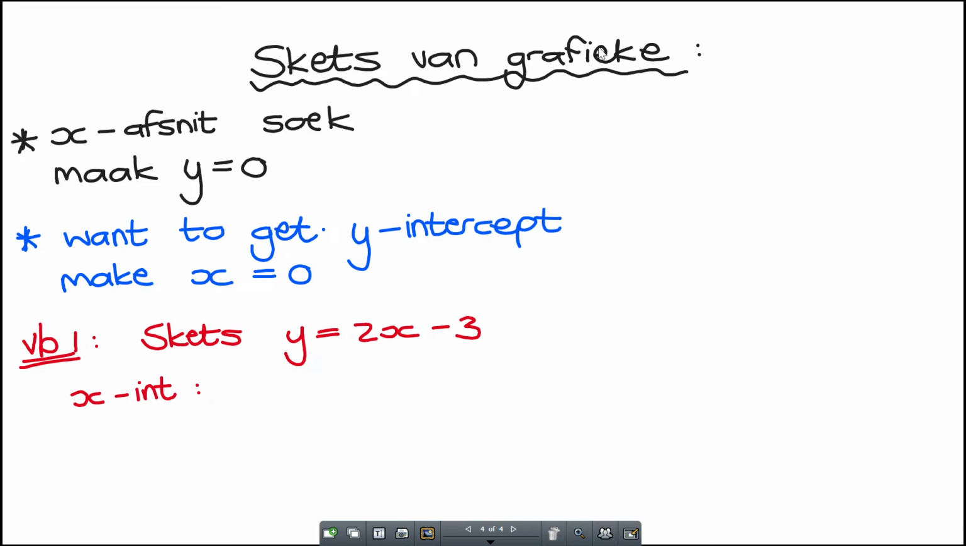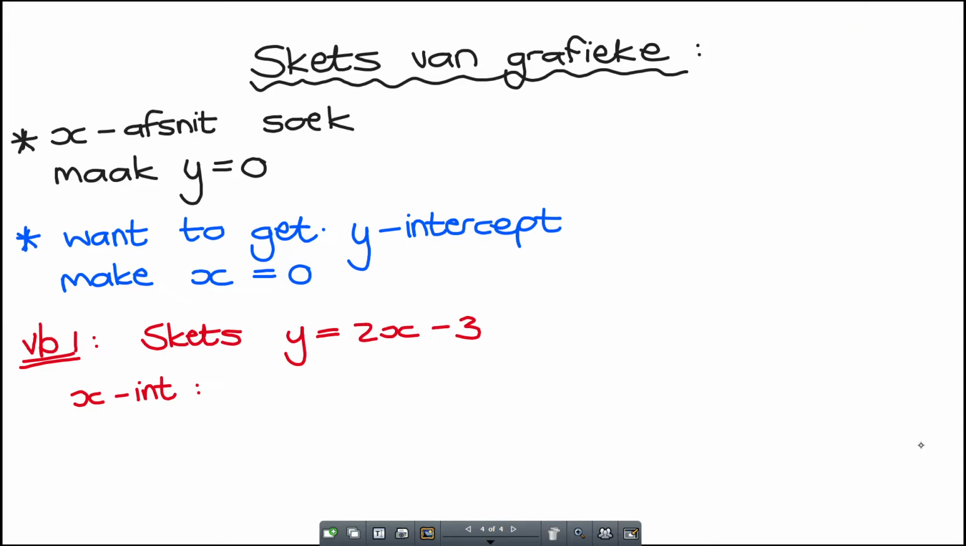Okay, so yesterday we said if we've got to draw a graph, as jy 'n grafiek moet gaan teken, wat wil jy doen? Whether it is a straight line, a parabola, a hyperbole, dit maak nie saak nie. Ons gebruik eintlik maar dieselfde stappies. As jy x afsnit soek, dan gaan maak ons vir y 0. If we want y-intercept, I'm going to make x 0.